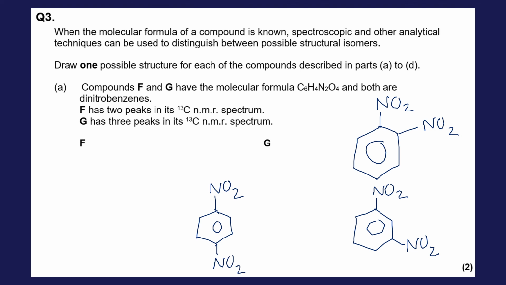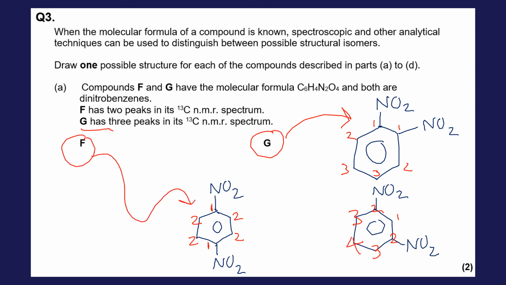Right, let's see if we can count the carbons. 1, they'd be equivalent, they'd be equivalent, and they'd be equivalent. This would only have 3 peaks. I'm saying that's G. Let's go bottom right now. 1, 2, those number 2s would be the same. 1, 2, 3, and 4. I think there's 4 peaks in that one. And then this one here, 1 and 1. Yes, this has only got 2 peaks. So this is F.